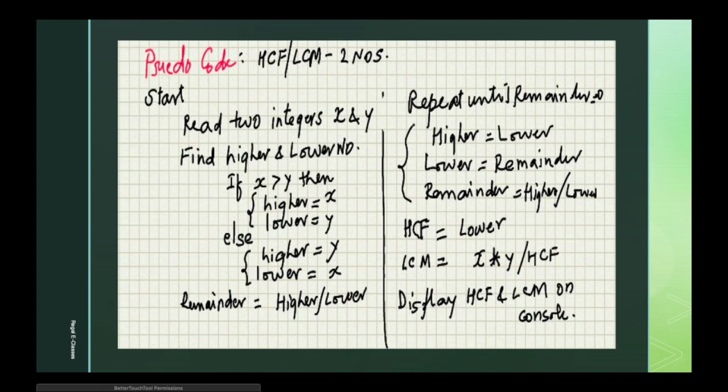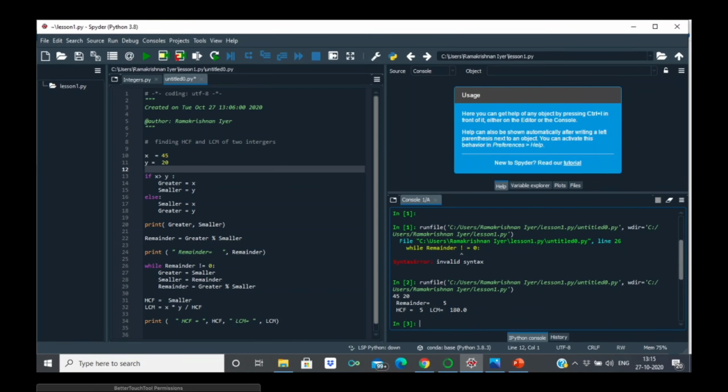Let us see how the program looks. This is the program in Spyder. Using the Spyder IDE, we have written the program. It's a Python program. Here x is equal to 45, y is equal to 20. If x is greater than y, this colon is very important, greater is equal to x, smaller is y. Else smaller is equal to x, and greater is equal to y.